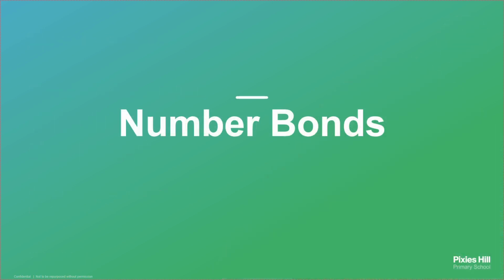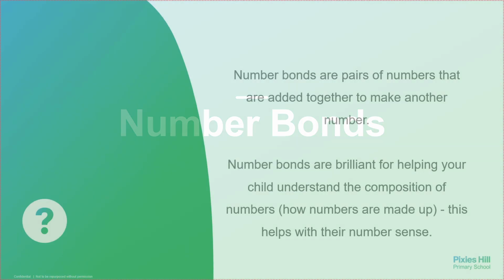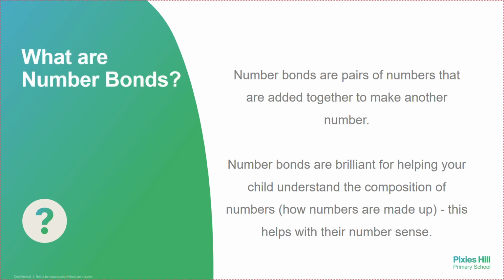Number bonds provide children with the foundational knowledge they will need and a mental arithmetic strategy that they can rely on throughout their mathematics education. But what is a number bond? Number bonds are a pair of numbers that add up to a specific total and are crucial in developing children's number sense.